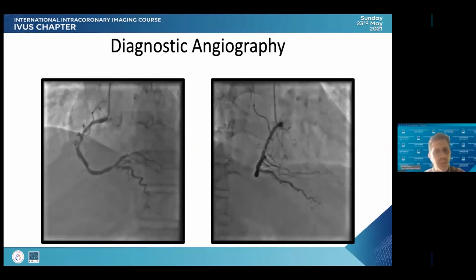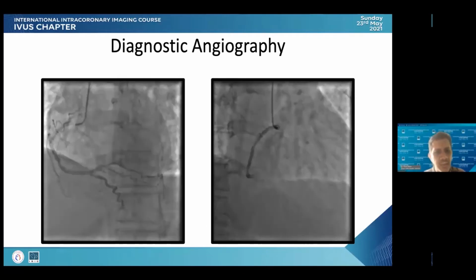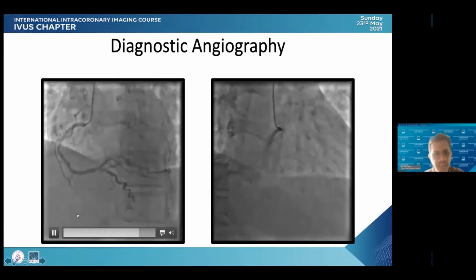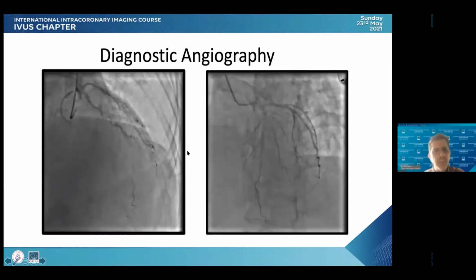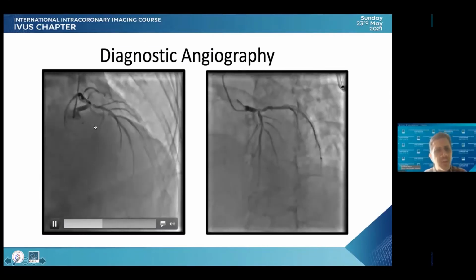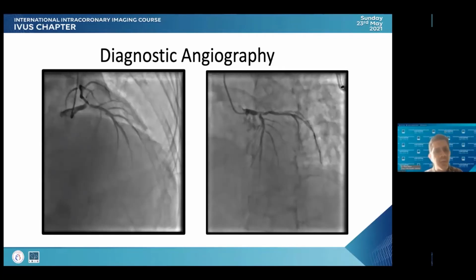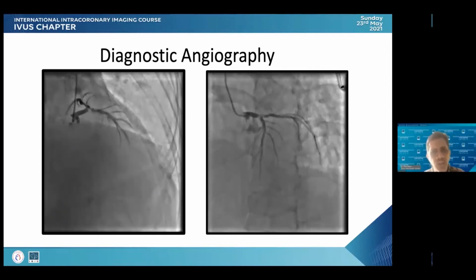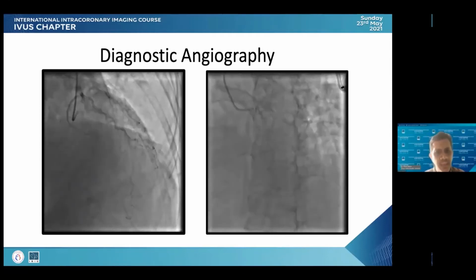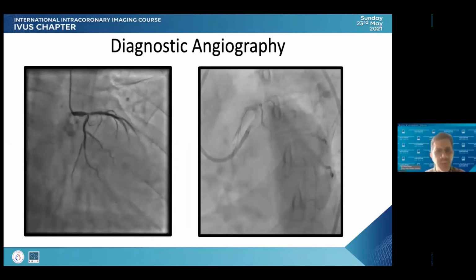You can see here there is a moderate disease of the mid RCA, and a significant disease at the posterolateral. This is the left coronary disease. You can appreciate a very severe distal left main disease involving the circumflex and the LAD, with sluggish flow at the LAD. This is another view of the left coronary.